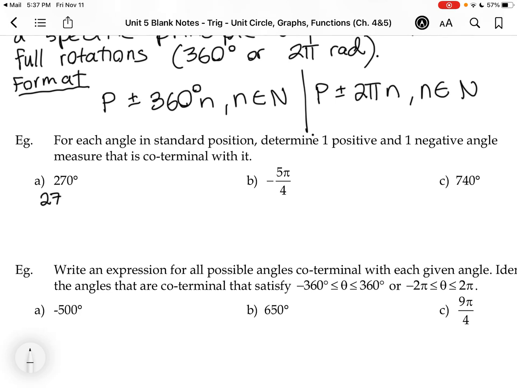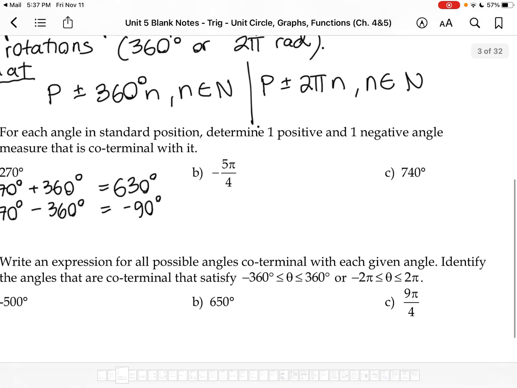So for example, 270 degrees plus 360 degrees is 630 degrees. Or 270 degrees minus 360 degrees is negative 90 degrees. Okay, so I'm just adding or subtracting a full rotation.